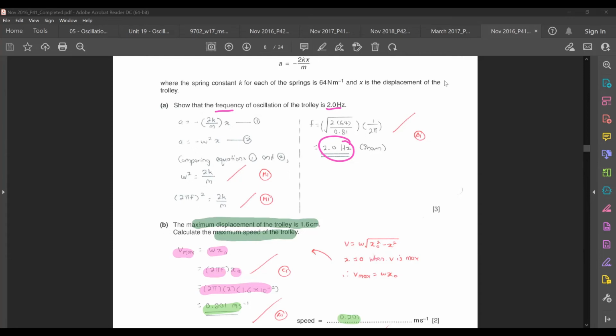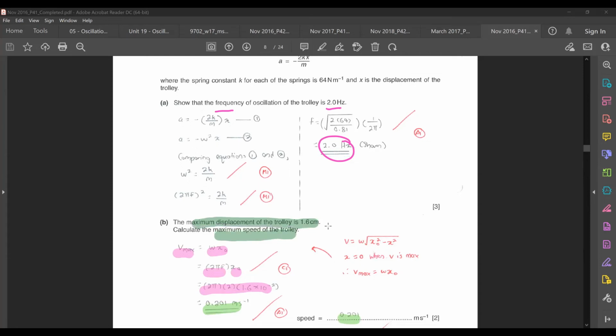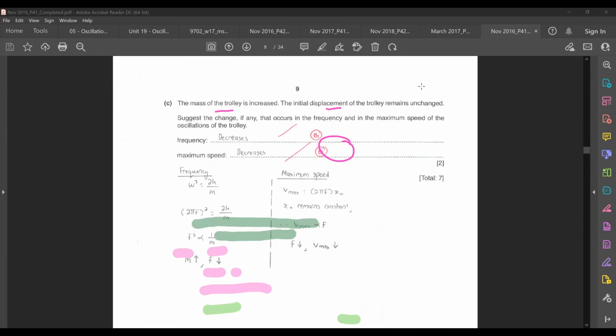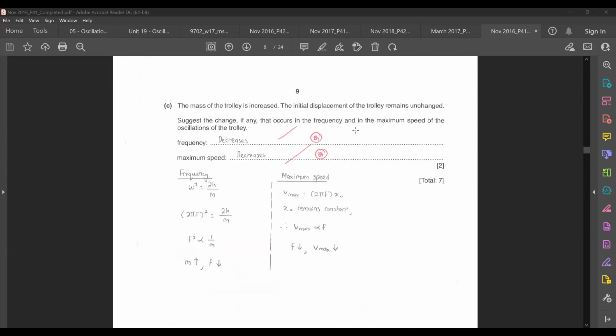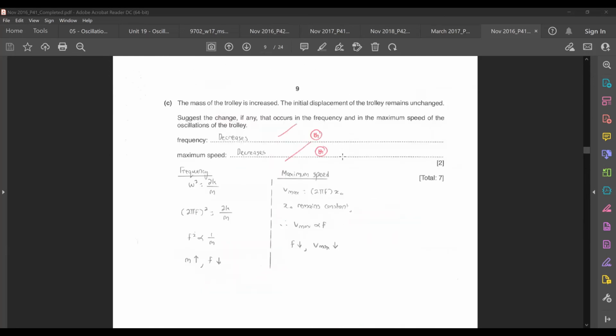So if this one is okay, then we will move on to part C. Now part C is more on something like state and explain, which you again can use common sense or which you can kind of deduce from the equations. Now, the mass of the trolley is now increased.